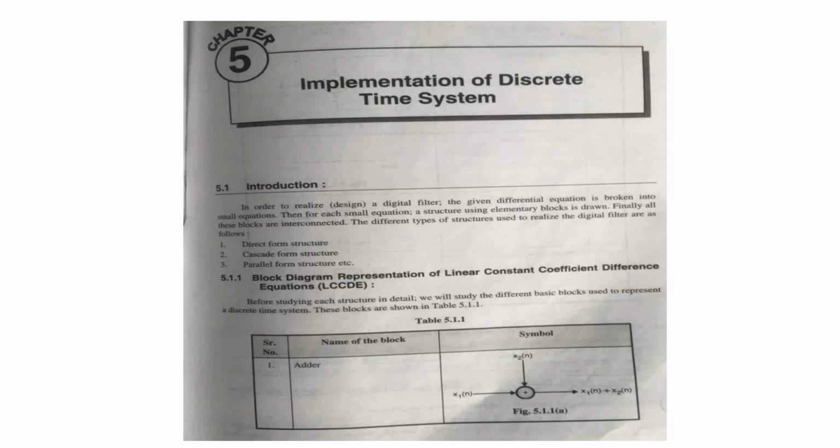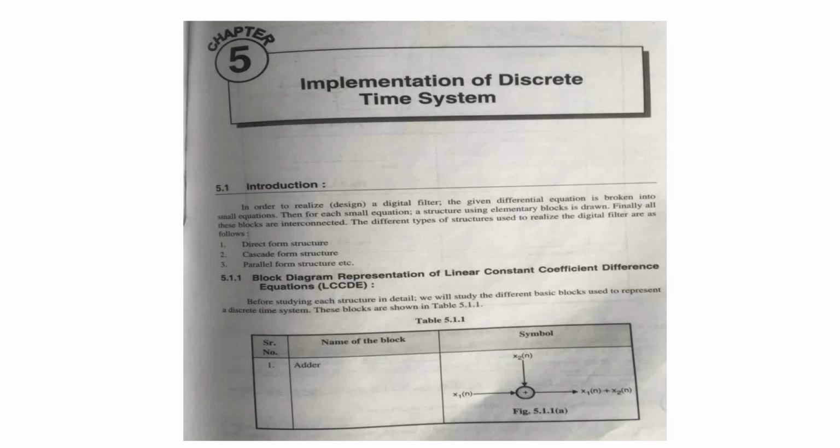Then you will break this differential equation into smaller pieces, and based on that you will draw the block diagram or structure of the filter. Realization methods of digital filters are direct form structure, cascade form structure, and parallel form structure.